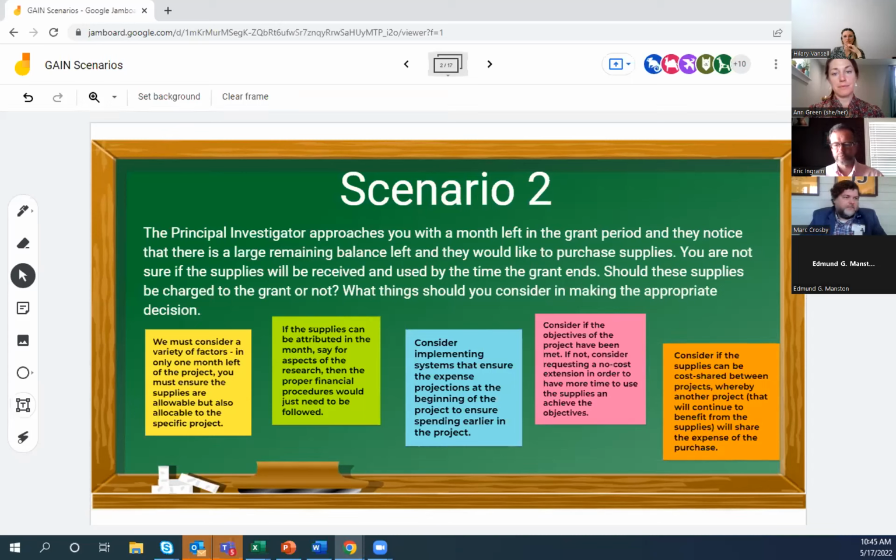I think that is a really good point. If you do think you may need an extension to cover some additional activity, then be on the early end of that request. You don't wait until you're right at the end of the project or budget period to request that extension. Perfect. All right, good job.